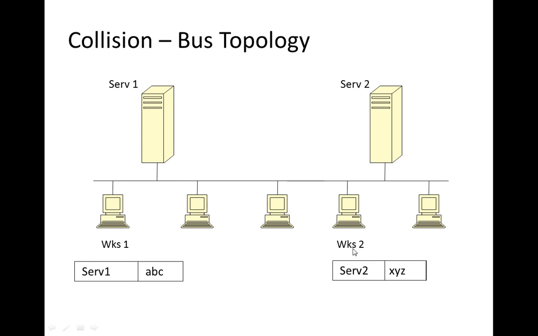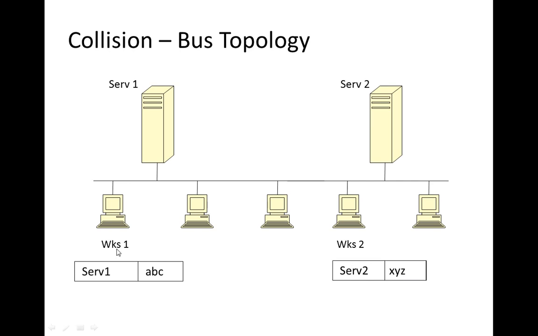And when the packet hits server 1, it will accept the packet into memory. Similarly, when workstation 2 sends a packet to server 2, the packet will hit server 1, but server 1 will read the header and see it's not for server 1, so server 1 will just ignore it. And when the packet hits server 2, it will read the packet header, see that it is for server 2, and will accept the XYZ into memory. So that's if we don't have collisions.